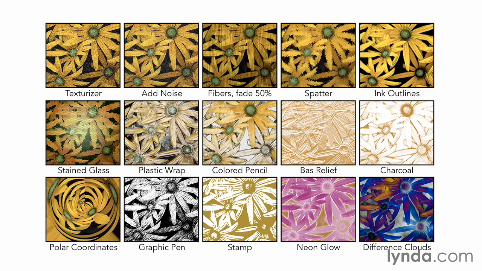And then again, we have many more of these hand-drawn effects like colored pencil and the bas relief, the charcoal and graphic pen, even the stamp filter. There are also filters that will pull your image into distortions like the polar coordinates. We can add waves and ripples, and we can add different kinds of glow like the neon glow here, or create more kind of psychedelic effects with the difference clouds.